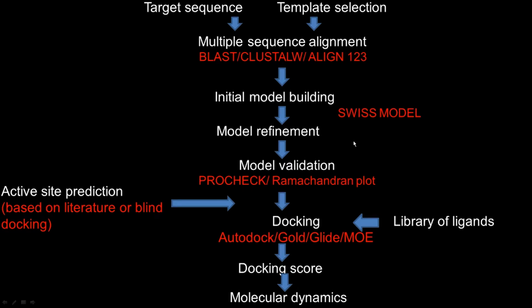Then we can predict the active site of the protein, and if you have a library of ligands, you start docking all the ligands into that, using AutoDock, Gold, Glide. There are many different softwares, commercial and non-commercial, so we can make use of them, and then we get something called a docking score, which tells you how good the interaction is. We can also do molecular dynamics. So that is how target-based drug design happens.